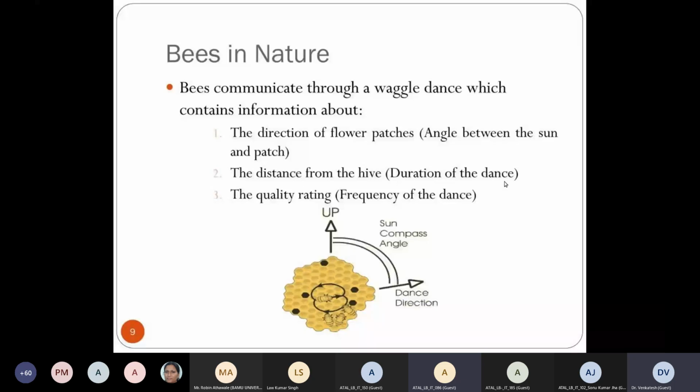And if the duration of the dance is less, it means that the distance of the food source is very high, right? And the quality of the food source depends on the frequency of the dance. It means that if a bee is able to find a food source which has high amounts of nectar, then it keeps on dancing in this area.